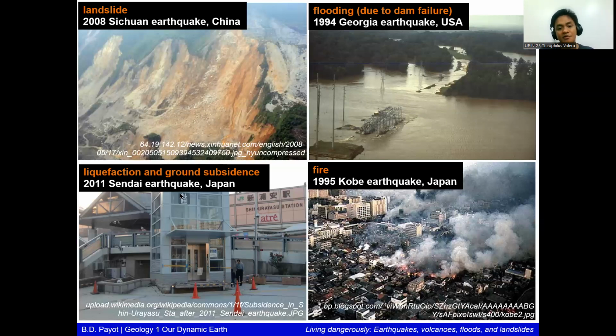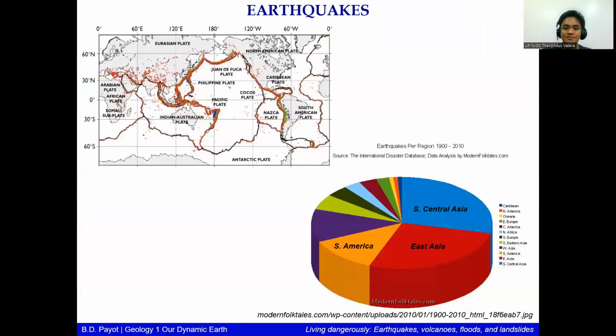And again, yung liquefaction and ground subsidence, as well as fires. If you have natural gas pipes or gas pipes like these ones, yeah, it may cause also fires. And also building collapse may start fires like this one in 1995 Kobe, Japan. So ito yung mga hazards that may occur together with earthquakes, especially large magnitude earthquakes.